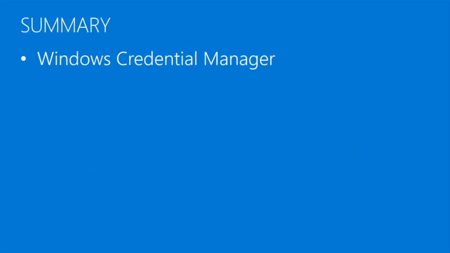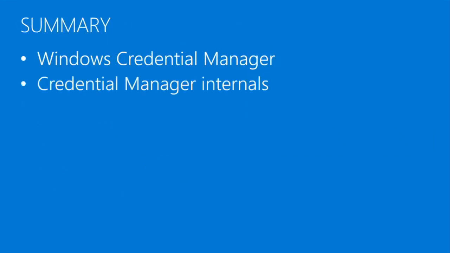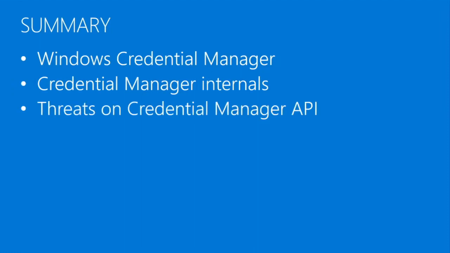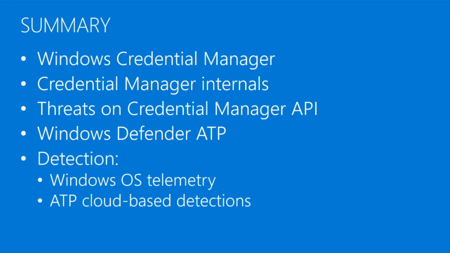So just to summarize, we learned a little bit about Windows Credential Manager. We learned about its uses. We saw some of its internals. We saw how a new threat came into the Credential Manager API. We learned a little bit about Windows Defender ATP, about the cross-breach concept. And I also showed you our detection strategy, which included a new development of OS telemetry and a cloud-based detection.